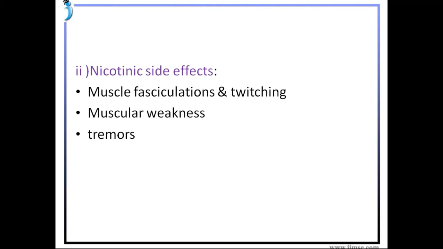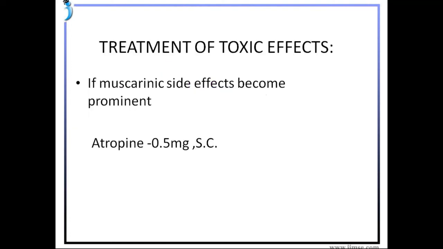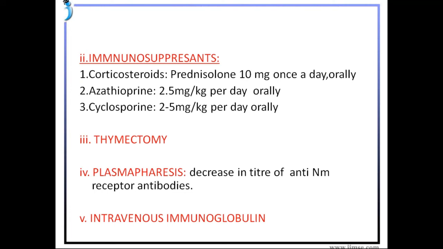So how do we treat these toxic effects? If muscarinic side effects are prominent, we give atropine 5 mg subcutaneously. Now, remember one thing, that neostigmine toxicity itself is adjusted by its muscarinic manifestations.